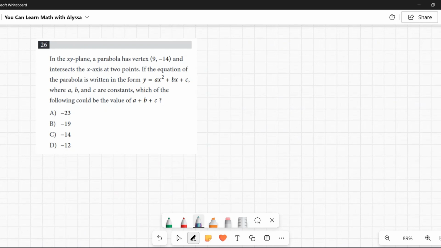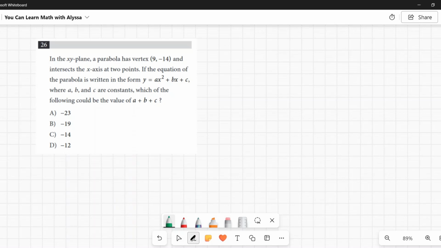Number 26. Oh, this problem. My least favorite out of all these. It's a puzzle problem, but I don't think it's totally fair. Anyways, in the xy plane, a parabola has vertex of 9, -14, and intersects the x-axis at 2 points.